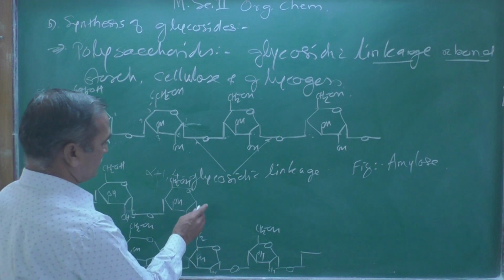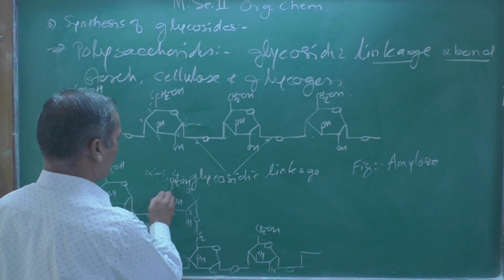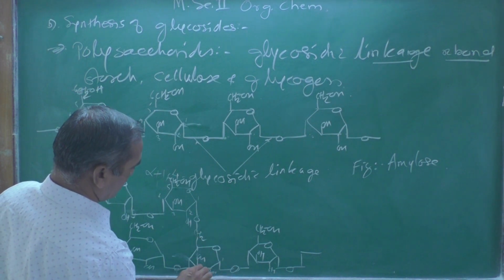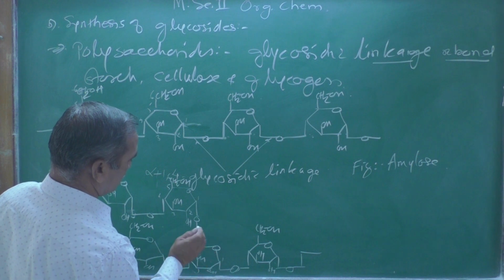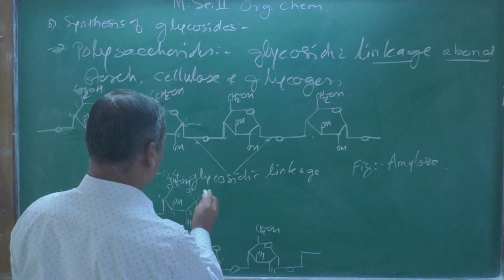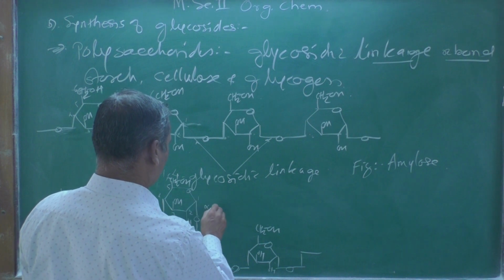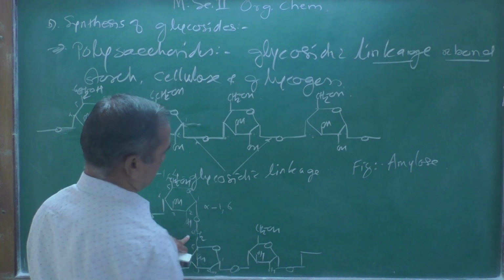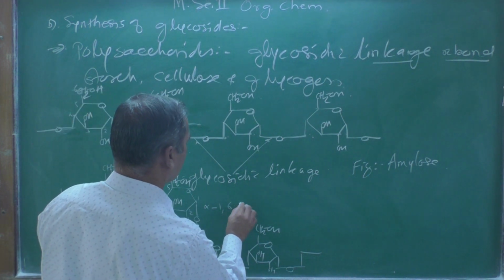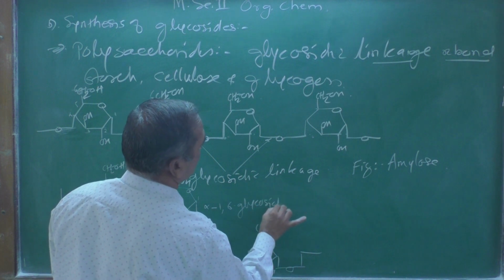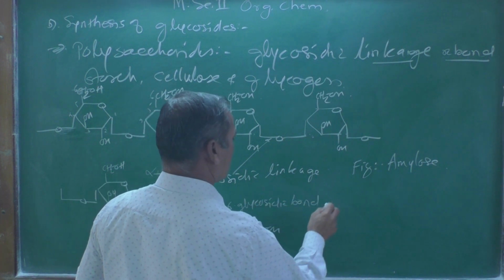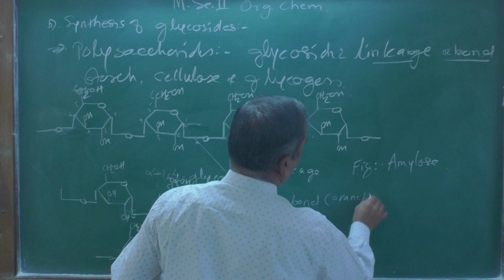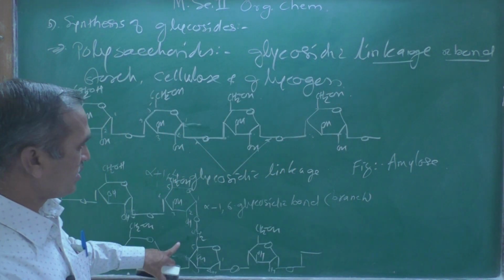Now look here, this is carbon number 1, 2, 3, 4, 5 and 6. Here again carbon number 1, 2, 3, 4, 5 and 6. Now look, this one is alpha, joined through a 1,6 glycosidic bond. This is the 1,6 glycosidic bond, and there is a branch. This is a branch present in this structure.